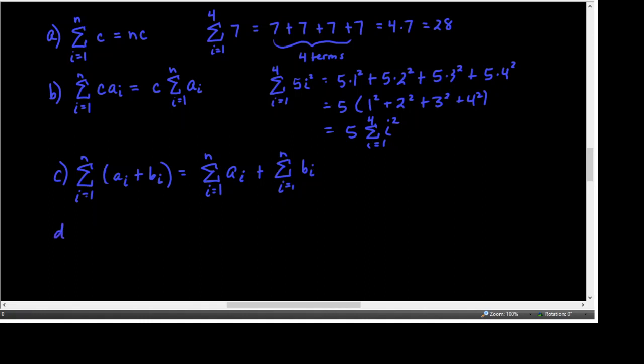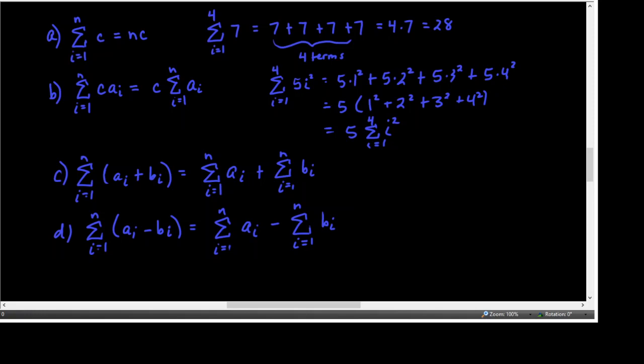And by the same token, if you have a sigma formula that involves a difference of two formulas, like a sub i minus b sub i, that will end up being the sigma of the first one minus sigma of the second one. Okay.